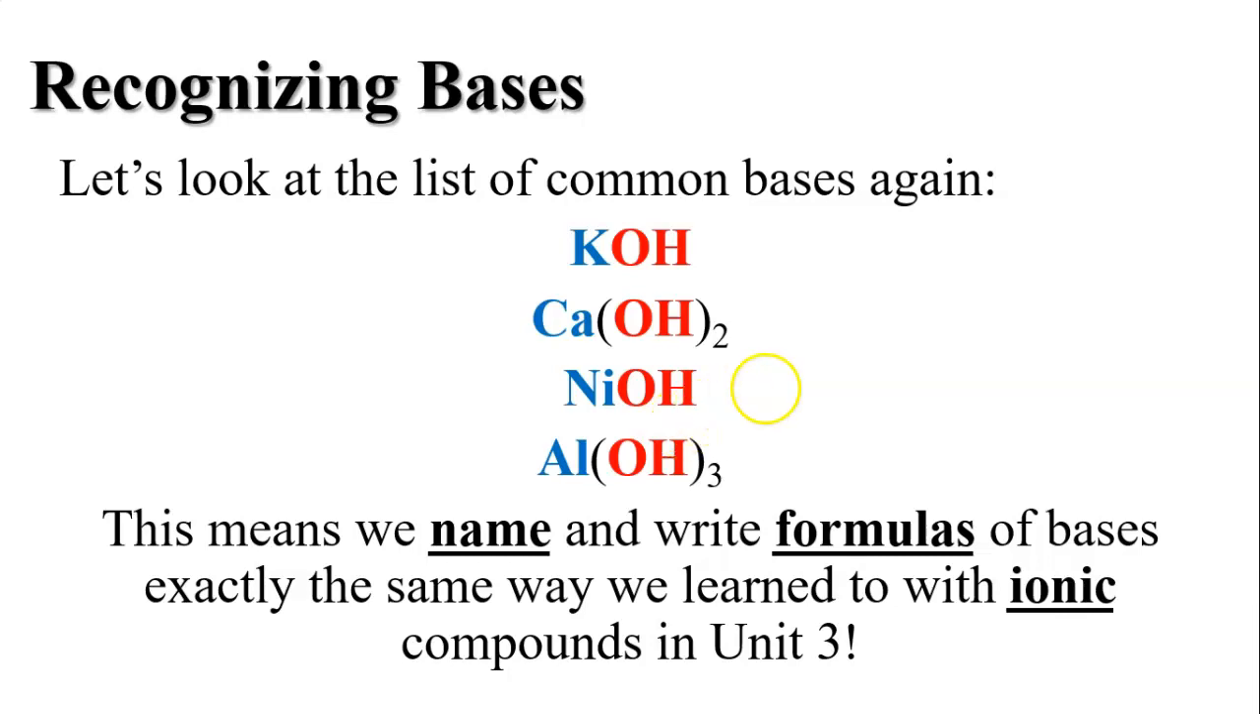We learned how to name and write formulas for these back in Unit 3, so way back in first semester when we learned about ionic compounds. Because we've got a metal, positive cation, non-metal, negative anion. We're not going to have you naming and writing formulas during this distance learning, but you would need to recognize that because these end in OH hydroxide, they're going to be basic compounds.